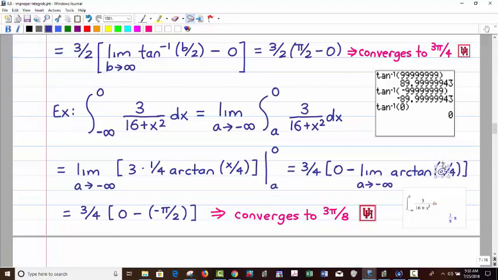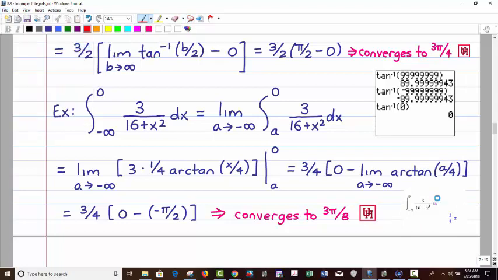So that should have been A over 4. More like a notation mistake. I didn't totally butcher the problem. But anyway, A goes to negative infinity, so negative infinity over 4 is still negative infinity. So like I said, arctan of negative infinity is negative pi over 2. So we have 3/4 times 0 minus negative pi over 2. And that would be 3 pi over 8. There it is right down there. So it converges to 3 pi over 8.